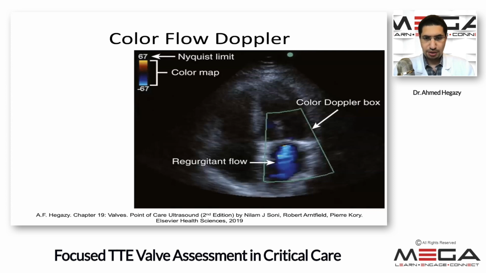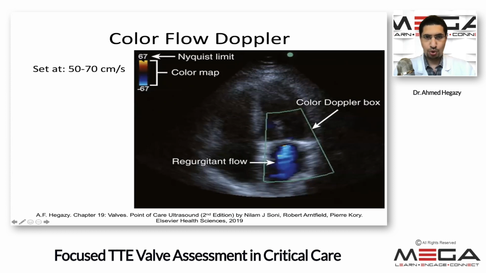So here is a generic color flow Doppler map. You notice here that we have our scale in the top left-hand corner, and this scale is referred to as the Nyquist limit. What the Nyquist limit is, it's basically the maximum velocity that the probe can detect accurately. So anything less than 67 centimeters per second of a velocity will be detected accurately by this probe.